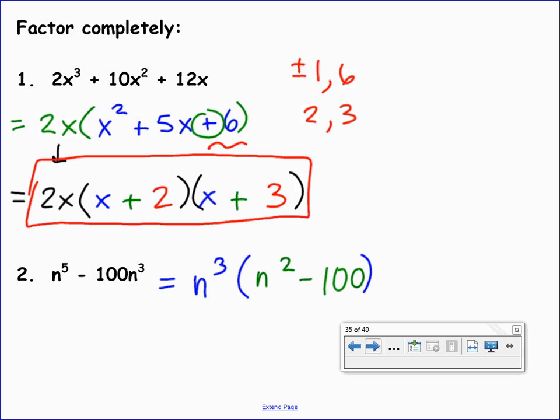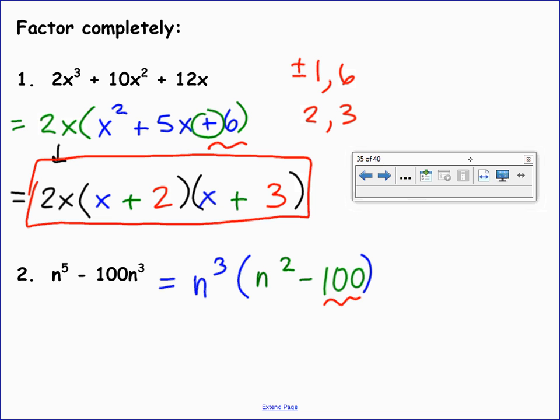Some of you might be tempted to box this answer and go on to the next one. But look, what kind of number is 100? Braden? It's a perfect square. Yeah, it's a perfect square, and so that's an indication that this might be a special pattern, right? It's also 2 terms in that binomial that's green. 2 terms, and so this could be a special pattern.